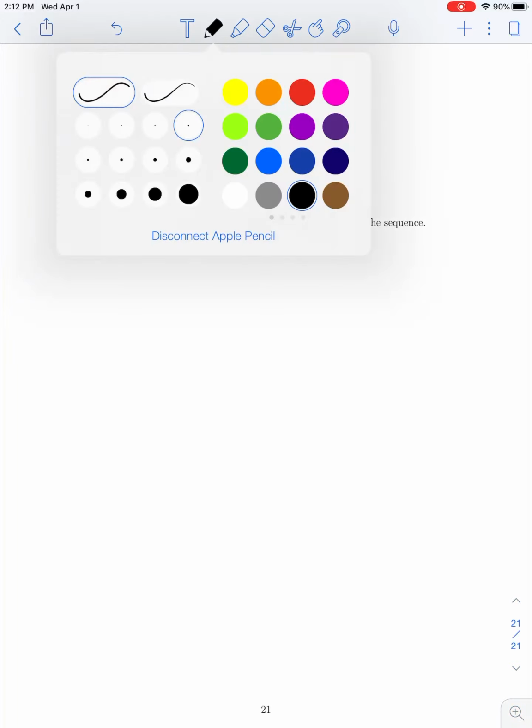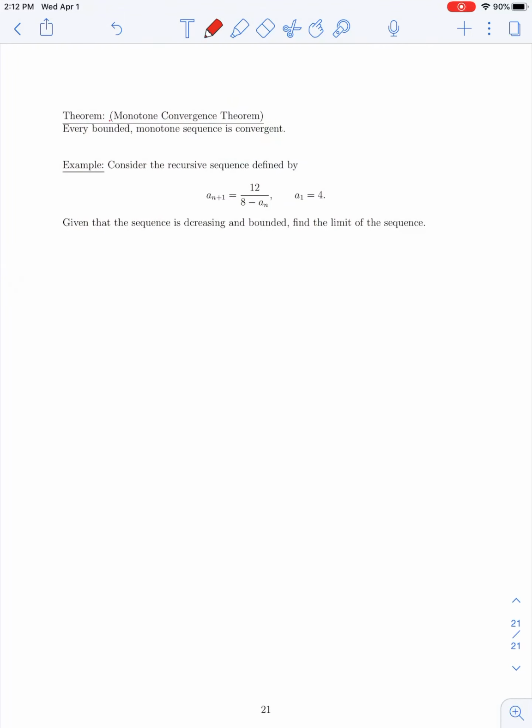So any sequence which is oscillatory will be a non-monotonic sequence. All right, now to finish up with this section, we're going to look at a result which will determine whether a sequence is guaranteed to converge or not. And this result is called the Monotone Convergence Theorem, which says that every bounded and monotone sequence must be convergent.